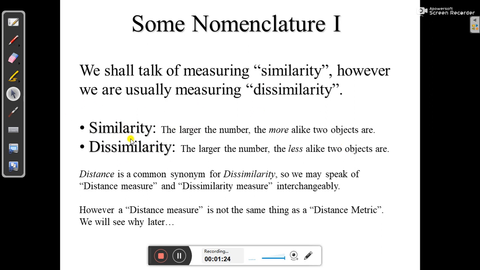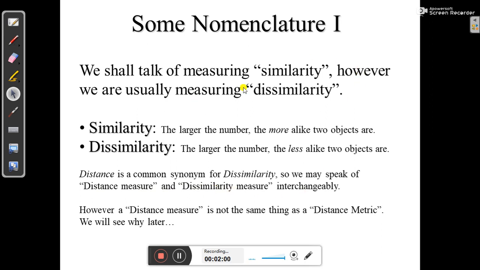If the similarity value is larger, then we can say that those two objects are more alike. If the dissimilarity value is larger, then we can say that the two objects are less alike. And to measure similarity and dissimilarity, we use distance. Distance is a common synonym of dissimilarity, so we may speak of distance measure and dissimilarity measure interchangeably.